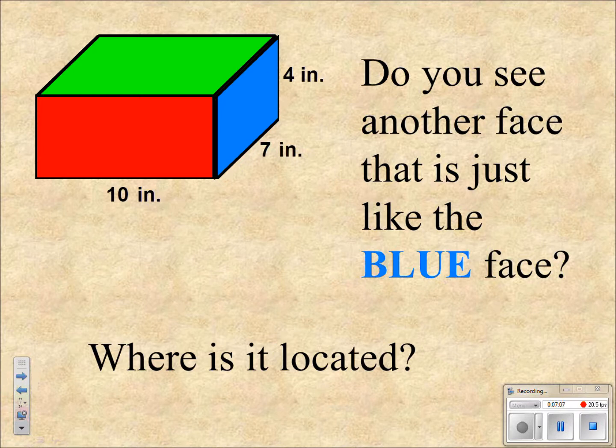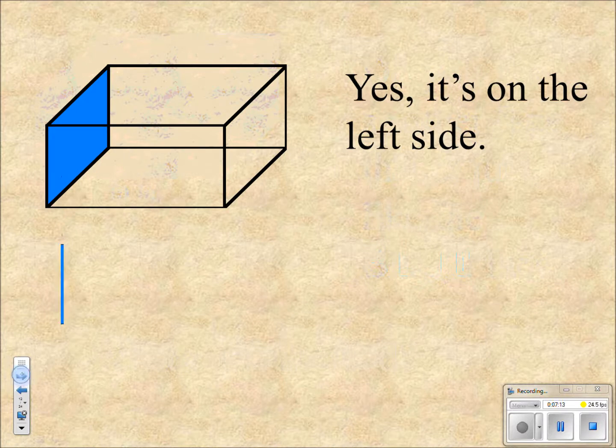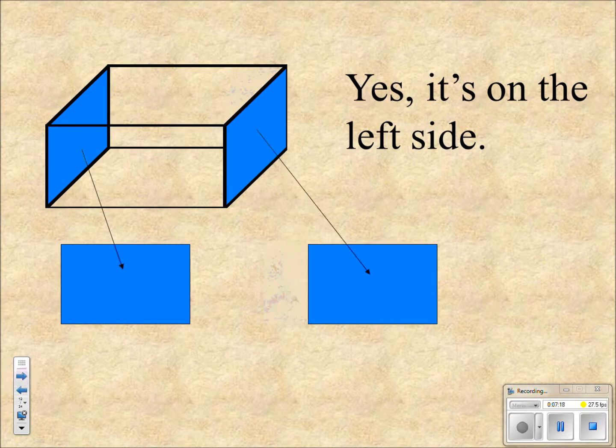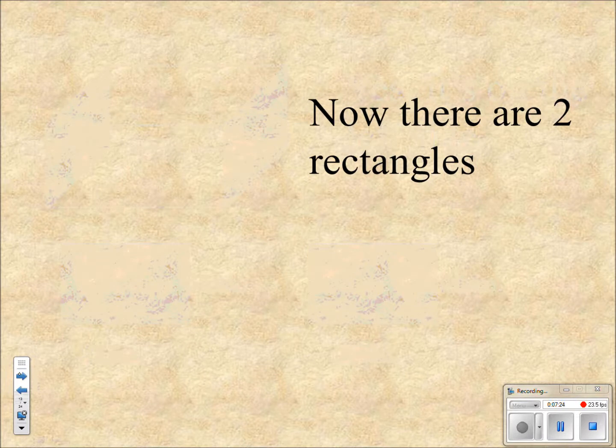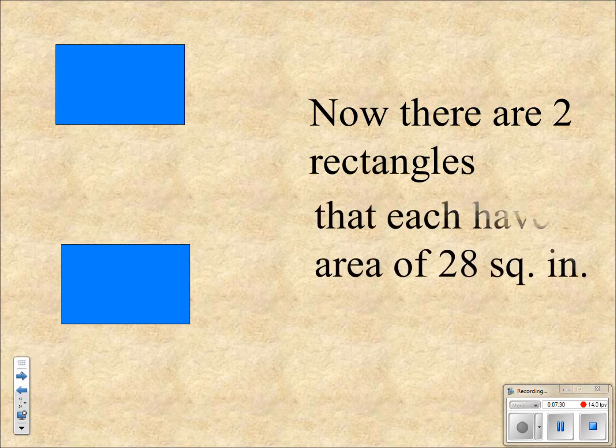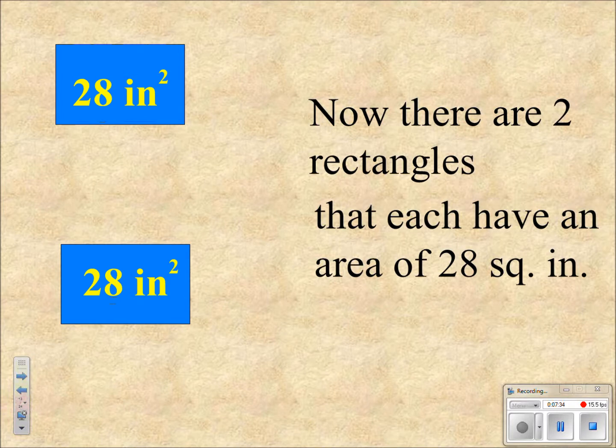Do you see another face, another blue face? Well, we don't see it, but we should know that it's on the left side. The left and right side have the same exact shapes, the same exact faces, with the same dimensions. So now we know by using the formula of area of a rectangle, area equals base times height, that the area of both of those will be 28 square inches. That's 7 by 4, which is 28.